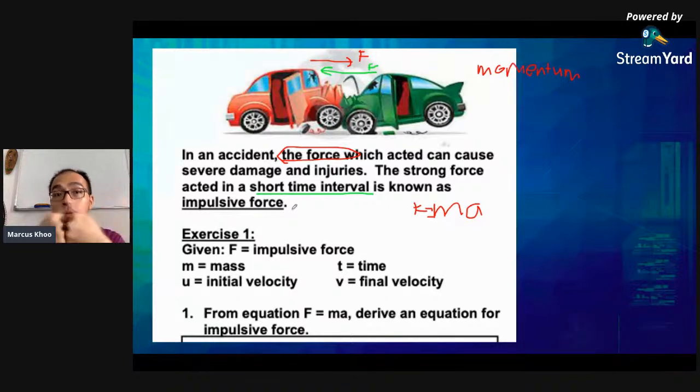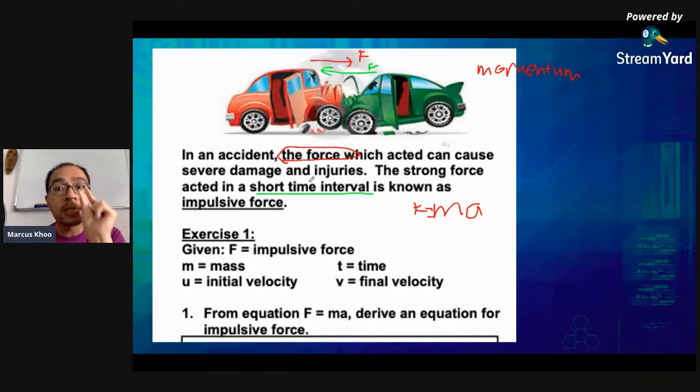For example, two cars crashing. Two cars crashing takes less than 1 second, 0 point something seconds usually. If a car crash happens in 1 second, it's a pretty long time for it to happen. 1 second is actually a very long time in terms of a car crash. A car crash is just a snap of a finger, less than a second, it is done. So we call this time interval a short time interval. Jangka selang masa yang sangat pendek.